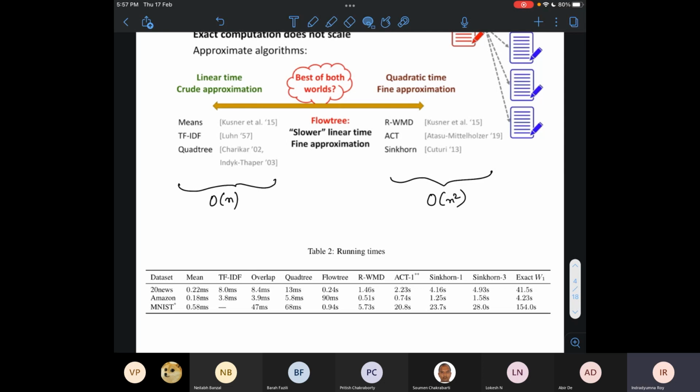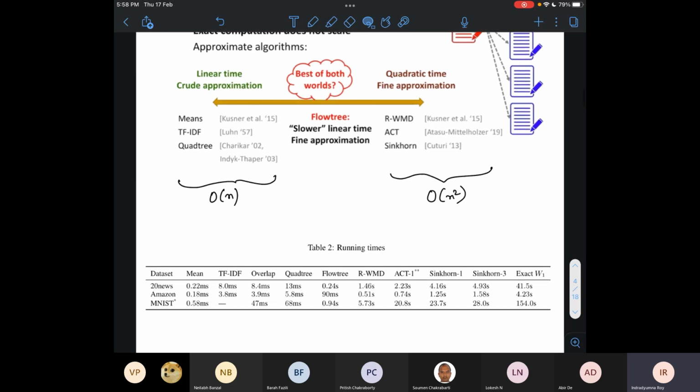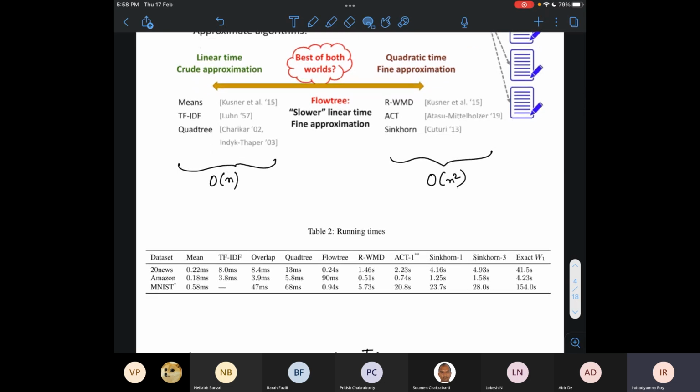TF-IDF is something that is well known in the text domain. It's not applicable to images, so there's no result there. And overlap simply computes the overlap between the set items. If the two sets have a common item, it contributes to the overlap similarity score. So it's some sort of a Jaccard metric. And yes, this is the whole host of approximation algorithms which are popular today.